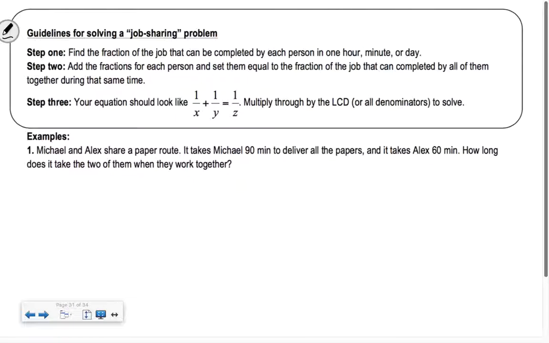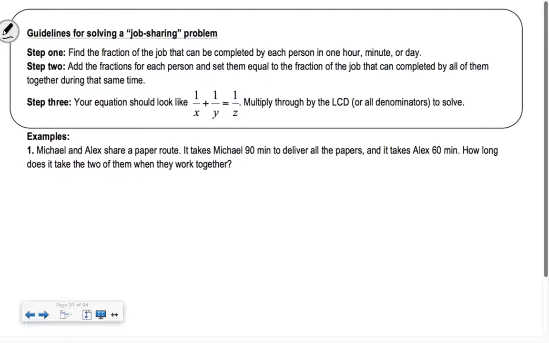All right, so these are the guidelines for solving a job sharing problem. So you have your steps. Find the fraction of the job that can be completed by each person. So if you had 3 people, then it would be Eric's portion in an hour, Riley's portion in an hour, Ryan's portion in an hour, equals their portion all together, okay? So you can have more than just 2 people working together.